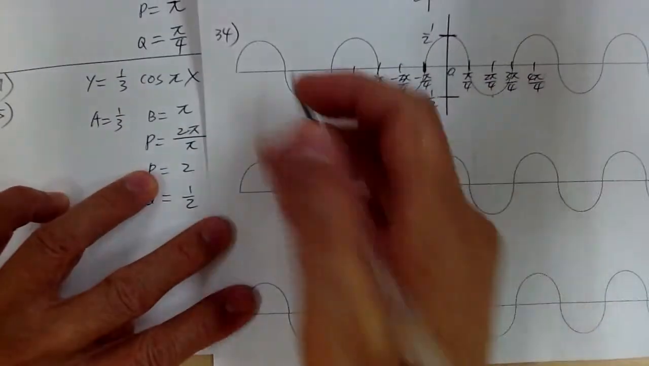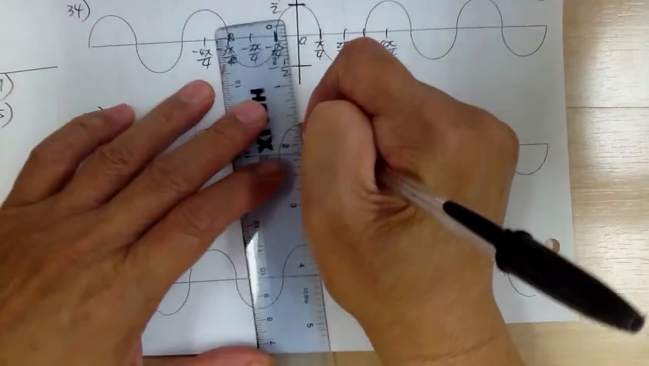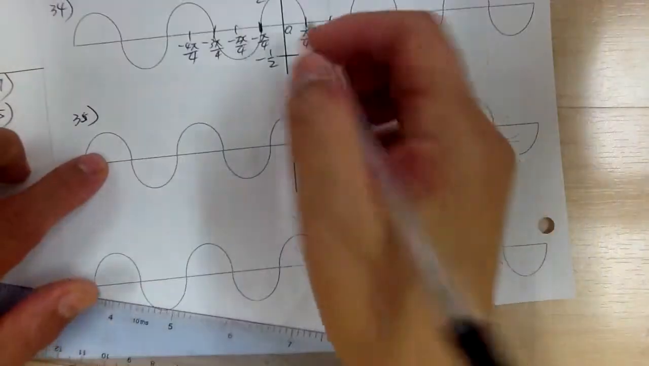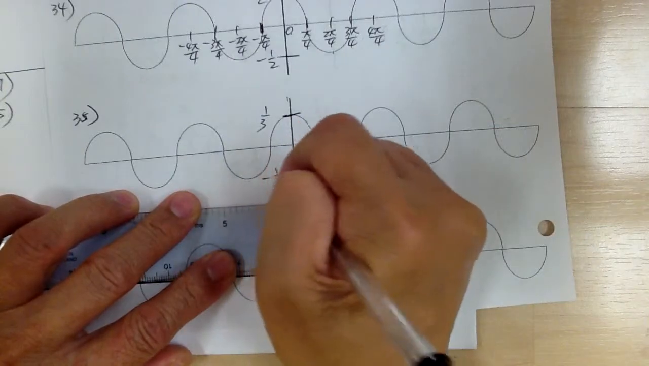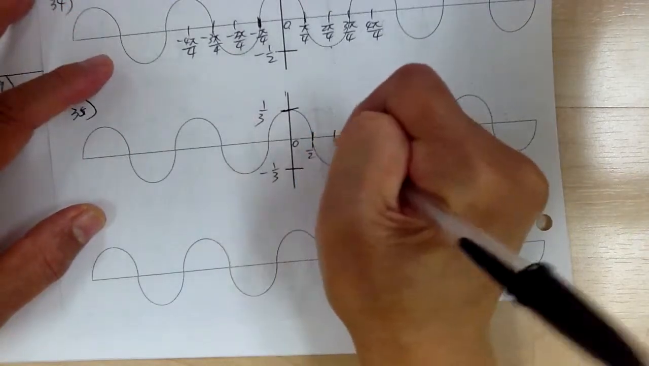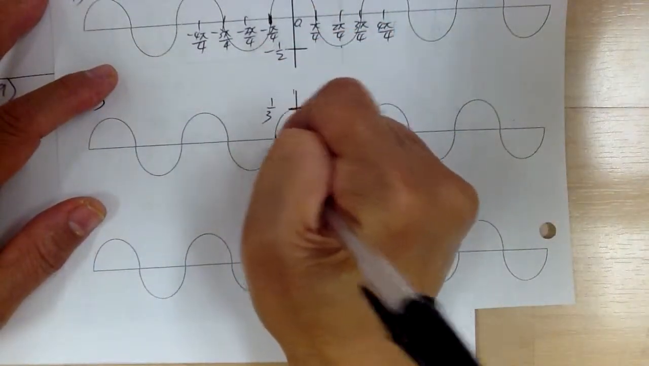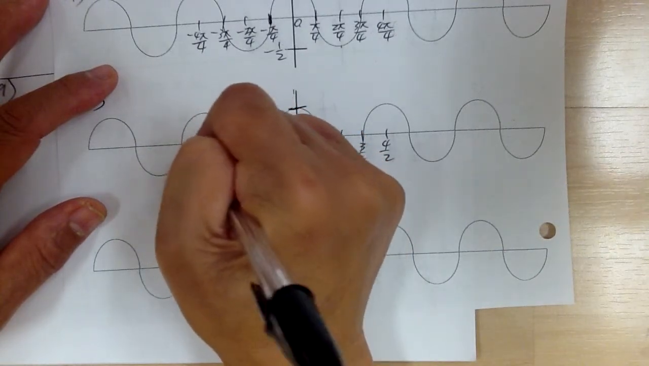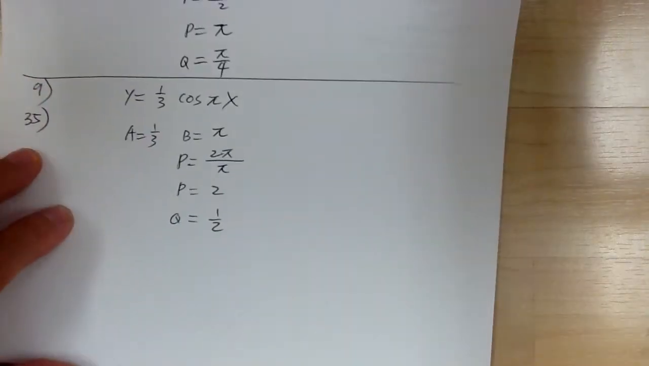Okay, let's go to number 35. So this is a cosine. So cosine starts on the highest point. And your amplitude is 1/3. So it'd be 1/3. This would be -1/3, and this would be a 0. And your q is 1/2. So this is 1/2, 2/2, 3/2, 4/2. Go in the negative direction, you get -1/2, -2/2, -3/2, -4/2. Okay, and that's it. So let's go to number 36.